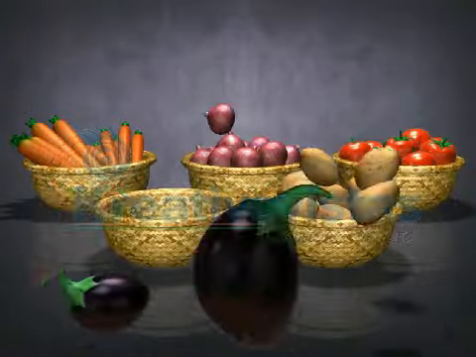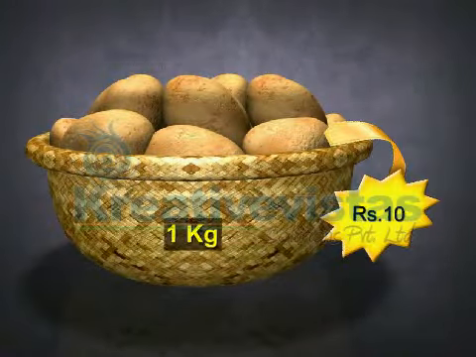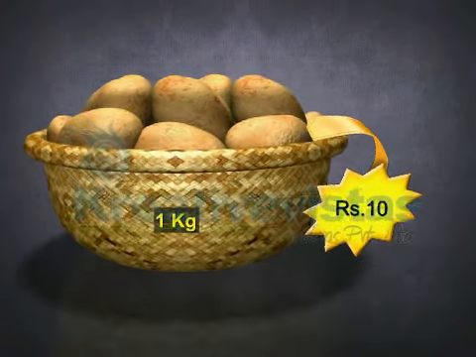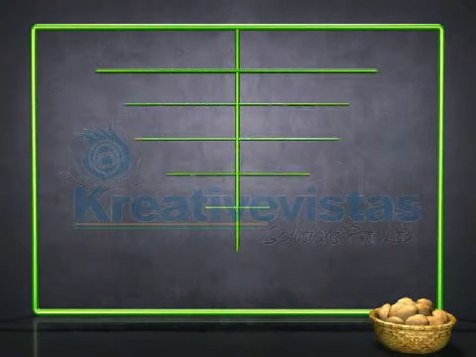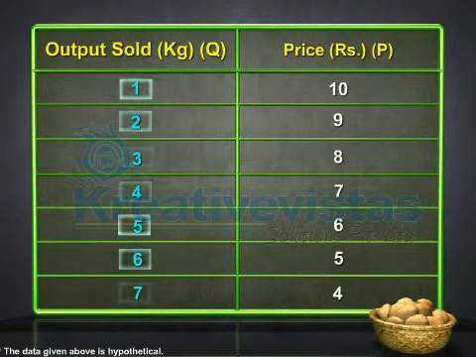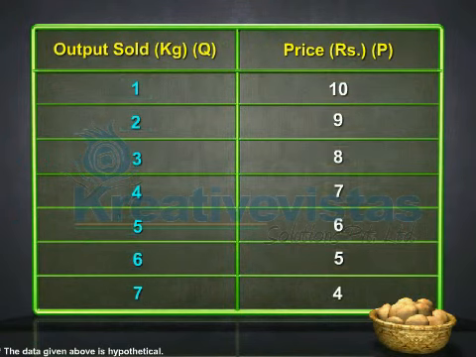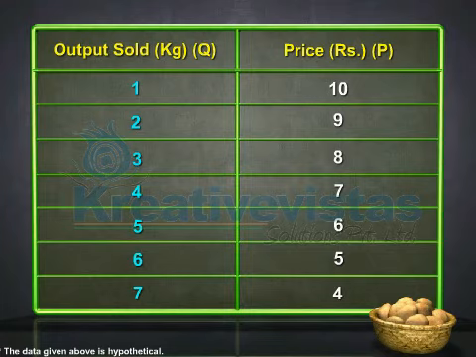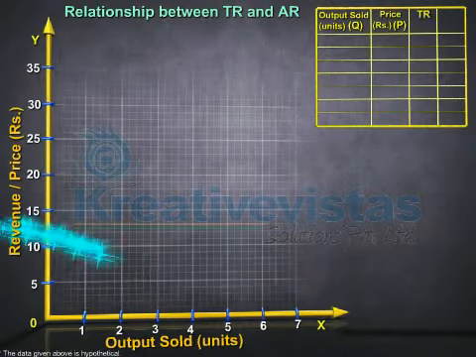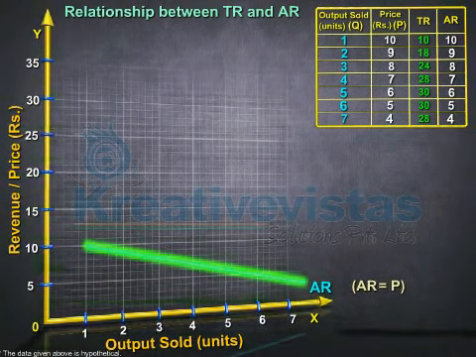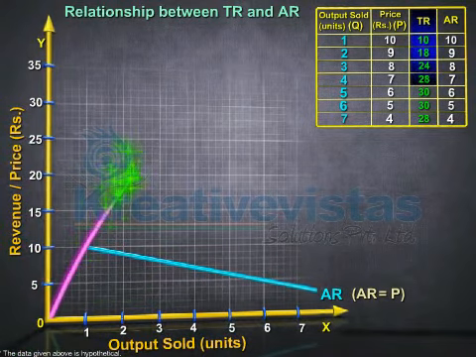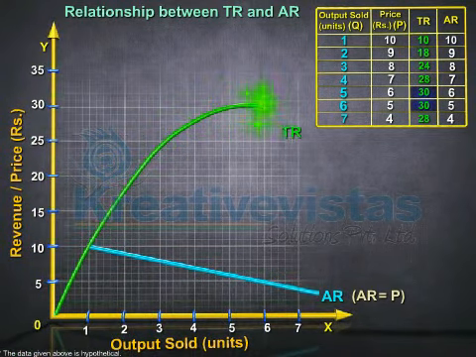Have you ever purchased vegetables? Suppose a vegetable vendor sells 1 kilogram of potatoes for rupees 10 and the same vendor sells 2 kilograms of potatoes for rupees 18. How? Well, there are certain cases where the producer can sell more only by reducing the price. In practice, such cases are more realistic. In such realistic cases, the average revenue curve, that is the price curve, would be a downward sloping curve. When AR falls, the total revenue initially increases at a diminishing rate, reaches its maximum, and finally starts declining.